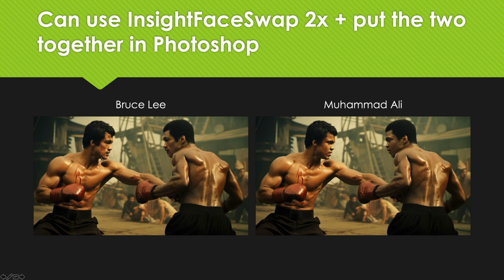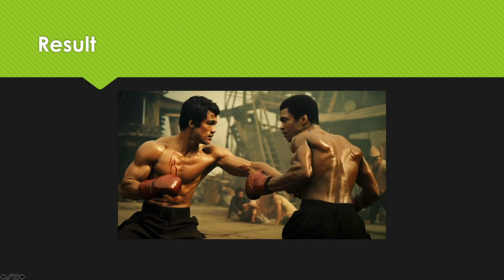So here they both have Bruce Lee's face, and in this one they both have Muhammad Ali's face. And then what we're going to do is put one image on top of the other in Photoshop, and we're going to use a layer mask to get rid of one of the faces so that we've got the image where they both have the right faces. And then this is the result. We've got Bruce Lee fighting Muhammad Ali. Is it the picture I would go with?